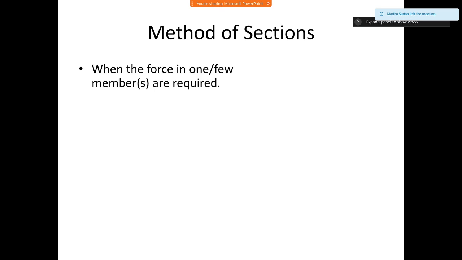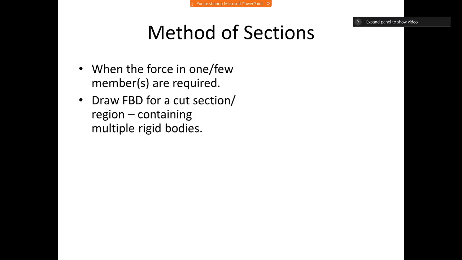Okay, sir. So the next topic is method of sections, and this method is useful to get a quick solution, particularly if you want to solve for a member which is intermediate, right? This method is used when forces in one member or a few members are required, and the method relies on drawing the free body diagram of a cut section or a region which contains multiple rigid bodies.